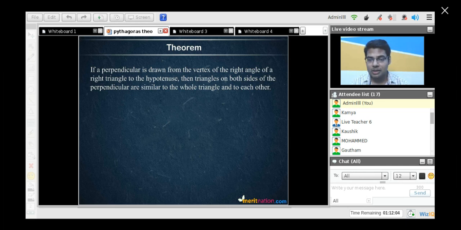Yes, Sriram. What happened? So friends, anyone having any doubt in understanding this statement? We have a right angle triangle, and from the vertex of the right angle, if you draw the perpendicular on the opposite side, then there will be two small triangles. They will be similar to each other and to the bigger triangle, that is the right angle triangle. All of you agree with this? So can you prove it? Yes, friends. So this is very simple to prove.